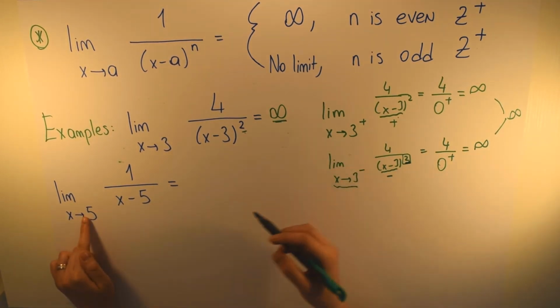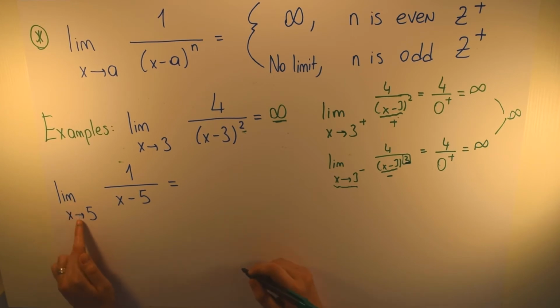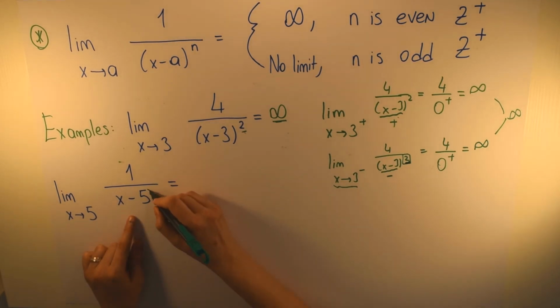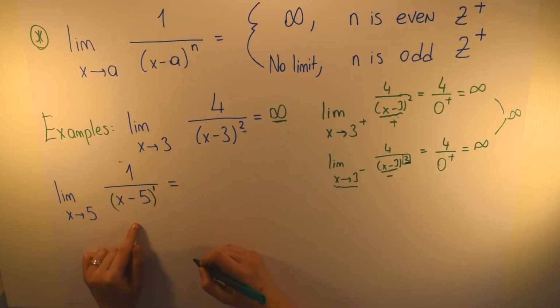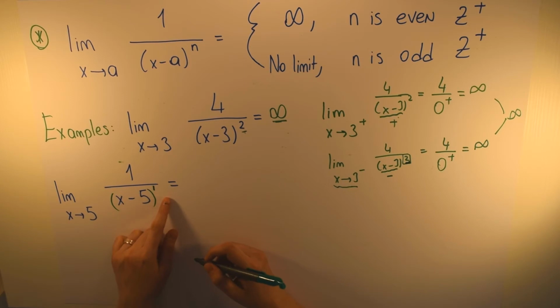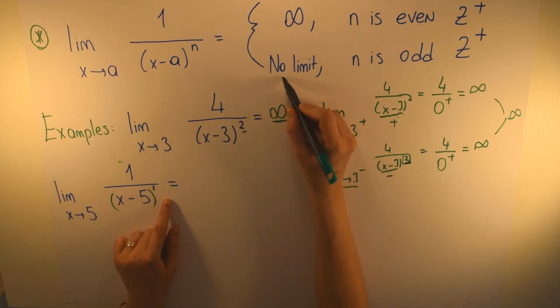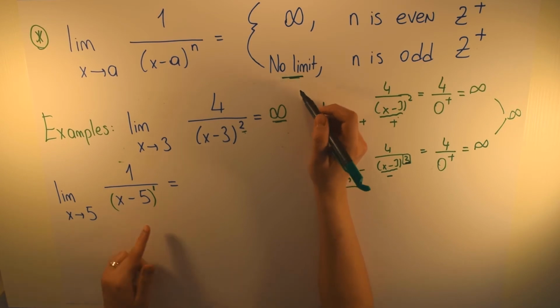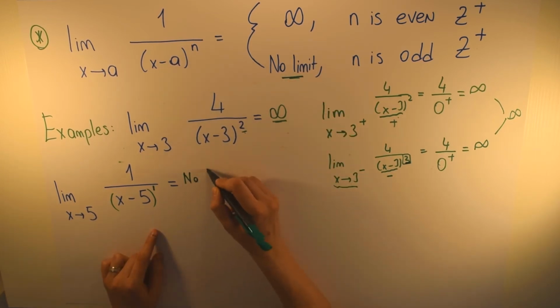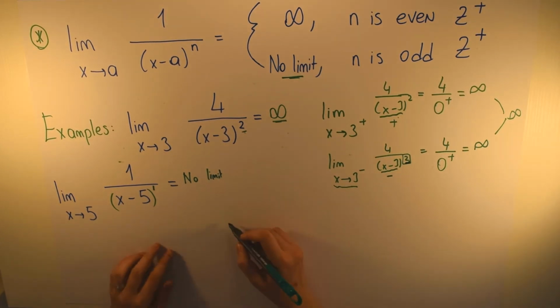So when we look at this example, here we have the limit as x approaches 5 of 1 over x minus 5. Here we actually have exponent 1, right? So 1 is an odd number and a positive integer, so it means that there may be no limit. When we look at its limit from the left and right side, let's see what happens.